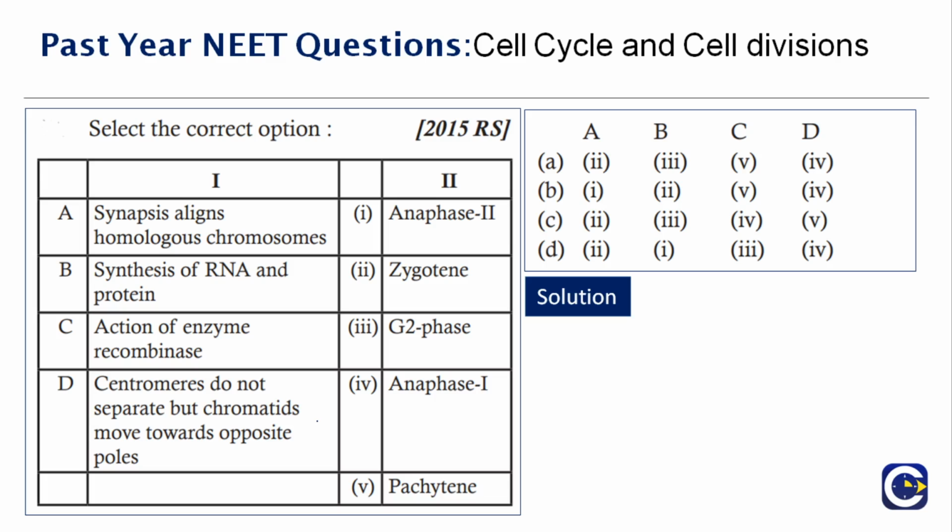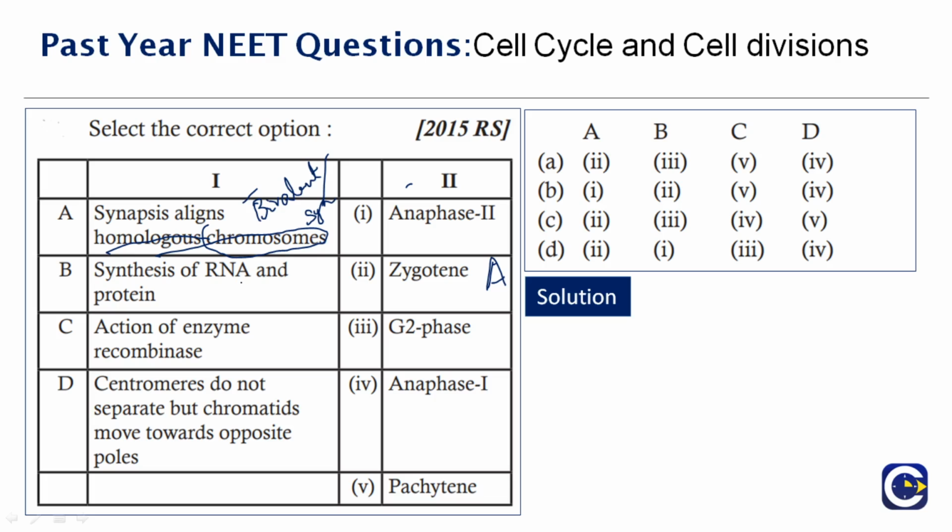So when you get these kind of questions, always remember to have or search for keywords so that you can easily answer. Now look at your A and the 1 and the 2. First one, synapsis aligns homologous chromosomes. So here the keyword is homologous chromosomes. Whenever we talk about homologous chromosomes, we know it should be either bivalent or synapsis. So we have got a clue here, and this takes place in the zygotene. Therefore the right answer for this is zygotene. So this is a keyword that you need to identify here.